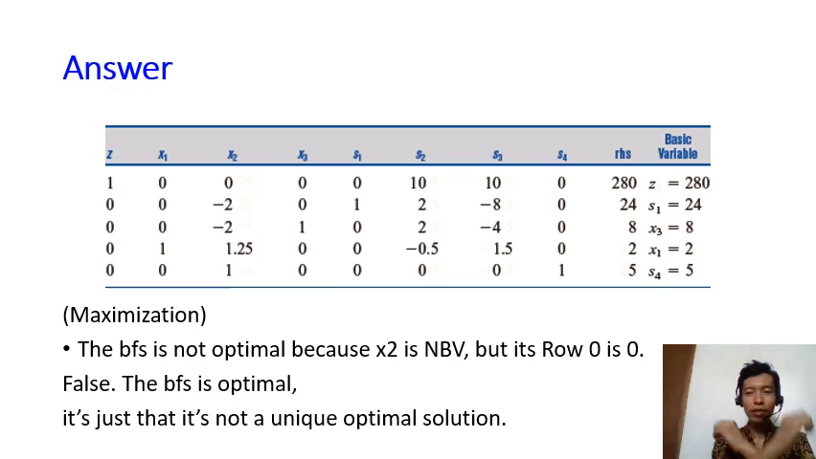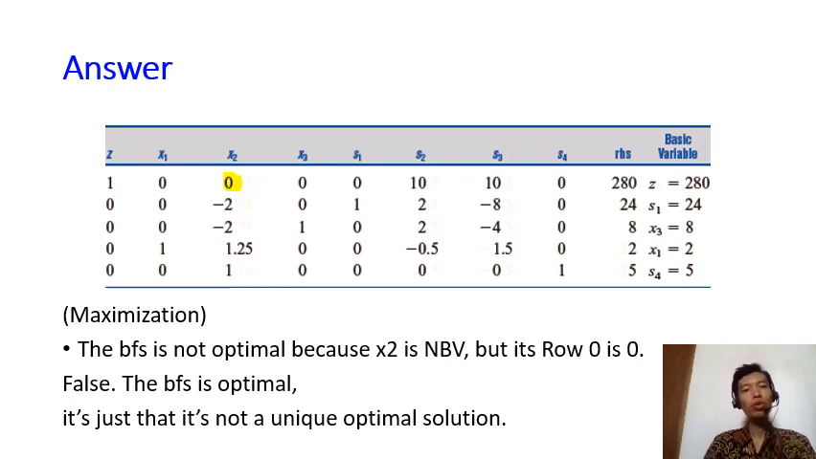The answer is false. Here we have a table or BFS that is optimal because in a maximization case, if you see that your row 0 does not contain any negative coefficients, it means that this BFS is already optimal. However, when you see that a non-basic variable like x2 has a 0 in row 0, it simply means that our optimal solution is not unique. We have a lot more alternative optimal solutions. It means that actually we have an infinite number of alternative optimal solutions.